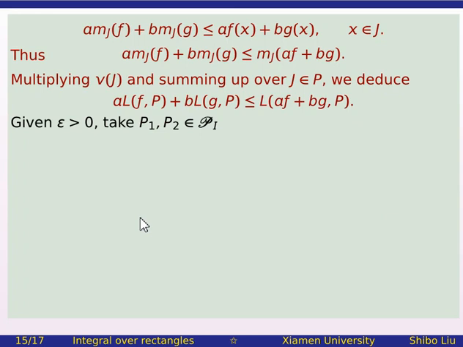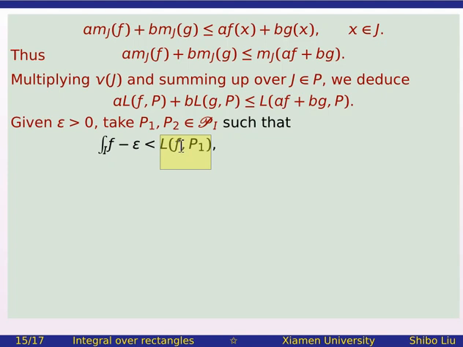Okay. Now, given epsilon positive, because f and g are integrable, we can take two partitions of I, so that the lower sum of f with respect to the partition P1 is very close to the integral of f over I. The lower sum can approach the lower integral, but because the function is integrable, the lower integral is actually the integral of f over I itself.